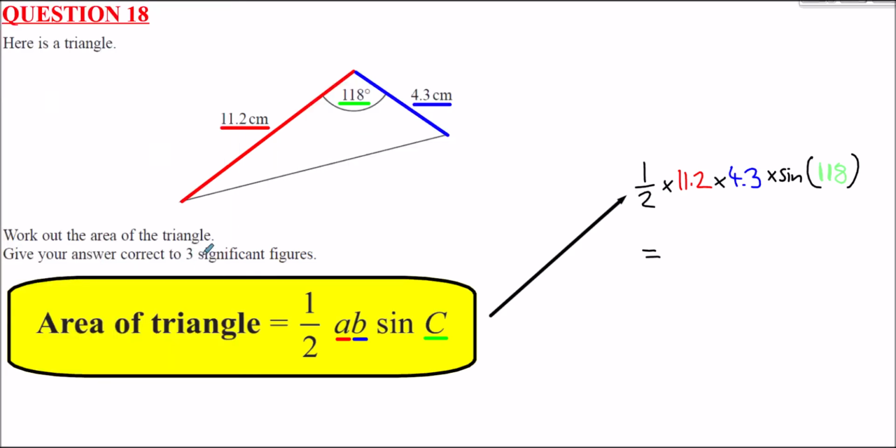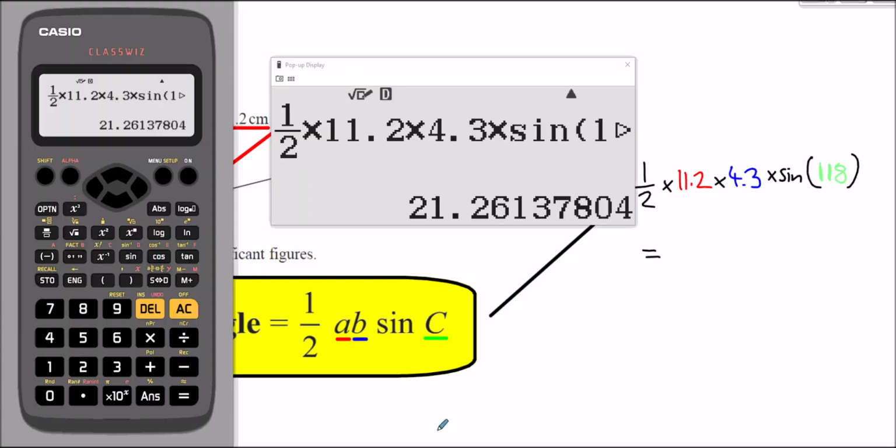We need it to 3 significant figures. So 21.2 might be right. 1, 2, 3 significant figures. However, that 2 is next to a 6. That 6 will force the 2 to round up to a 3. Therefore, our answer is 21.3 centimetres squared.